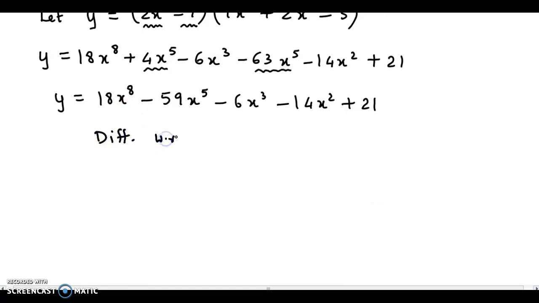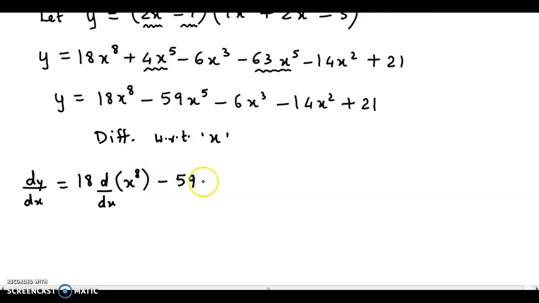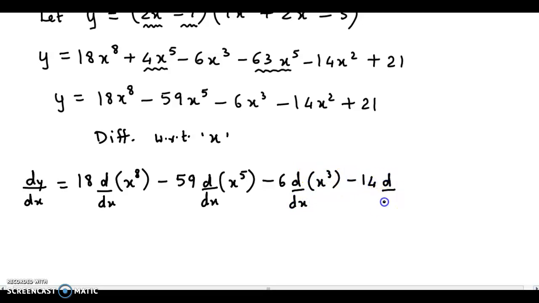So differentiating with respect to x, we have dy by dx is equal to, now 18 is the coefficient, so 18 times derivative of x raised to 8 minus, again 59 is the coefficient, so 59 times derivative of x raised to 5 minus 6 times derivative of x cube minus 14 times derivative of x square, and 21 is a constant, so lastly we have derivative of 21.